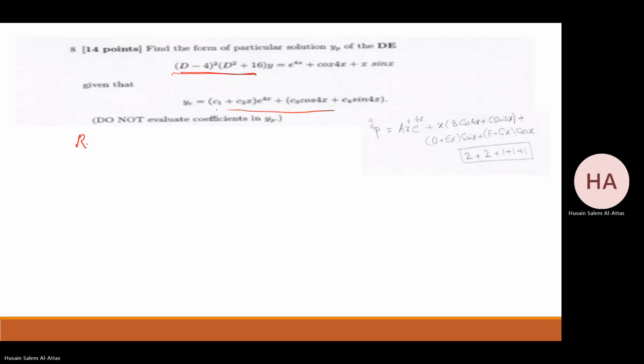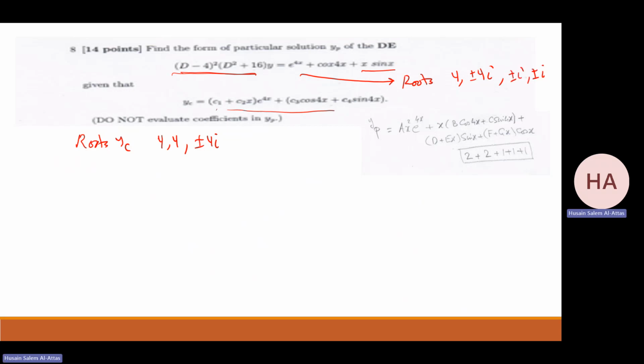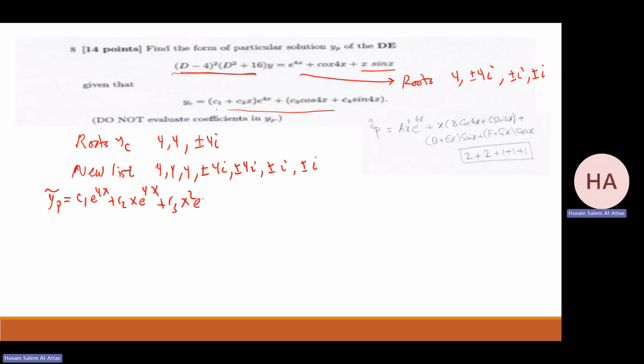Roots from YC, it will be what? I have 4 and 4, I have plus or minus 4i. Roots from here are what? 4 plus or minus 4i. This one gives me plus or minus i, plus or minus i. Since I have x sine x, because of the x, it means plus or minus repeated. Okay, my new list. That will be 4, 4, 4, plus or minus 4i, plus or minus 4i, plus or minus i, plus or minus i. YP hat will be C1 e^(4x), x e^(4x), x squared e^(4x).